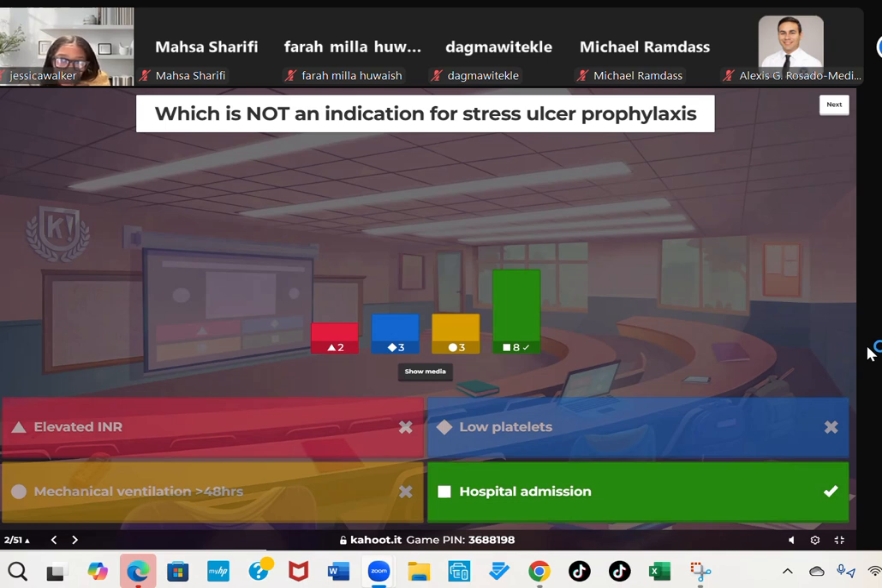So that would be an INR greater than what? 1.5. Not on warfarin or any drugs that can affect the INR, and platelets less than 50,000. Great. So you have to be in the ICU, critically ill, and either ventilated, so the tube is down your throat, not oxygen, for greater than 48 hours, or you have coagulopathy. Those are the people who need stress ulcer prophylaxis.